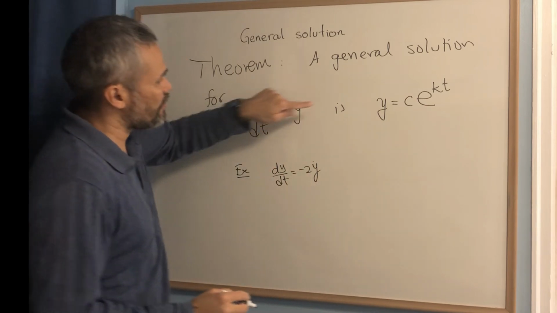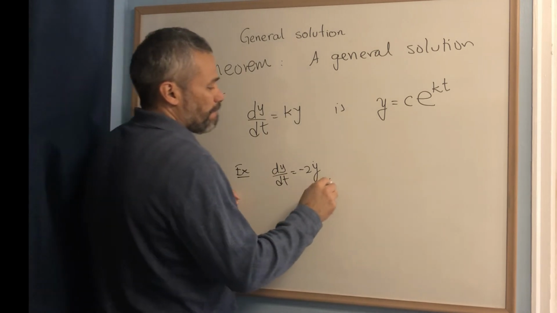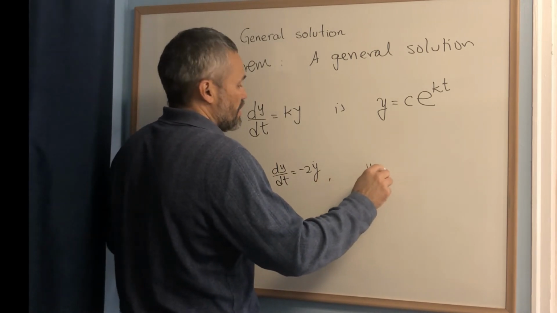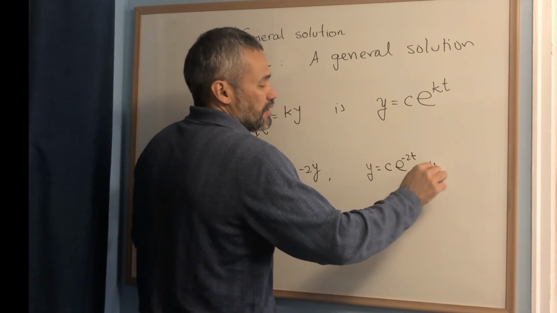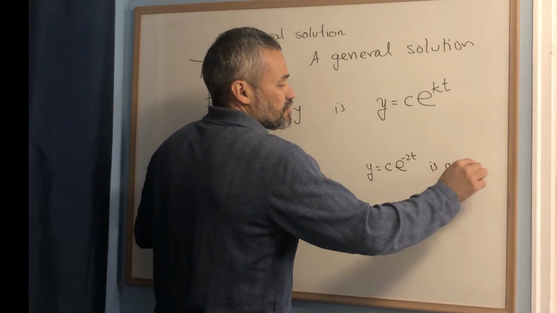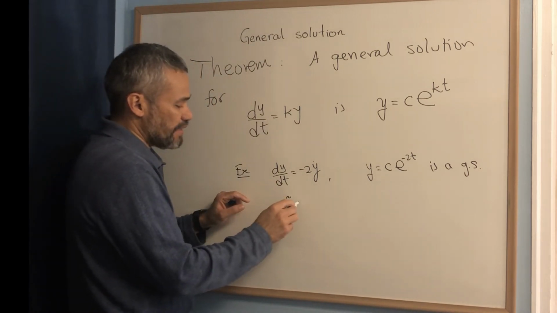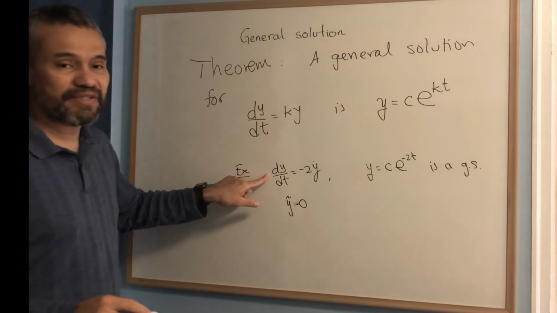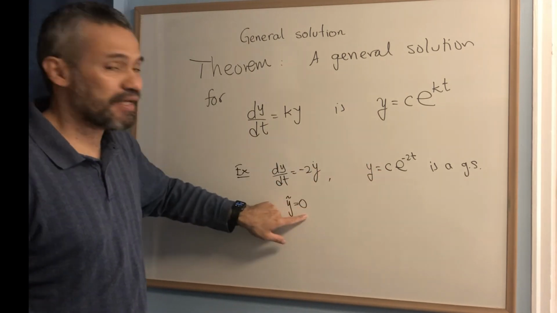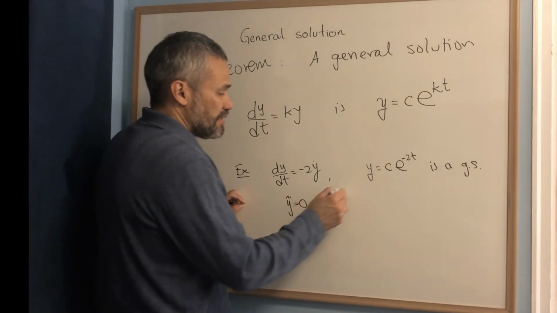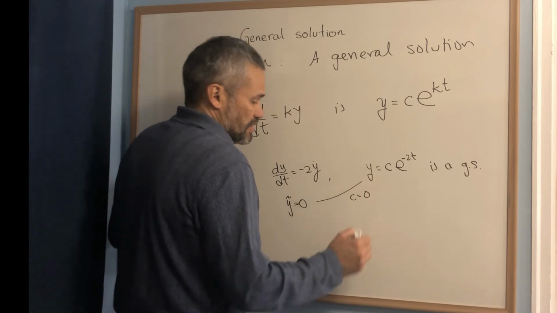Then according to this theorem, the k is equal to negative 2. Then y equal to c e to the negative 2t is a general solution. For example, I know that y tilde equals 0 is a solution of this differential equation. Can I find a c such that these two are the same? Yes, I can make this equal to this if I make c equal to 0.